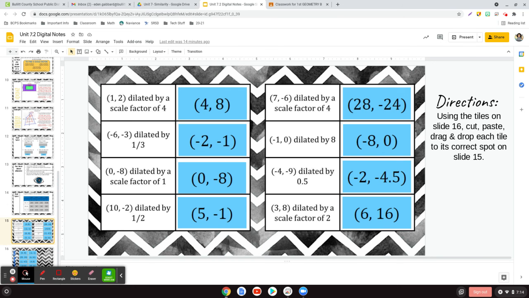And -4,-9 dilated by 0.5 brings us to -2,-4.5. And our last one is 3,8 dilated by a scale factor of 2, and that brings us to 6,16. So hopefully you have these same tiles in the right places. If not, go change it.